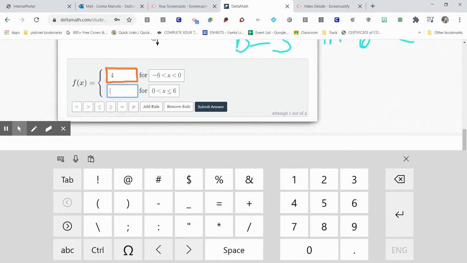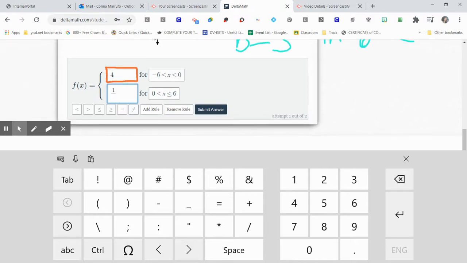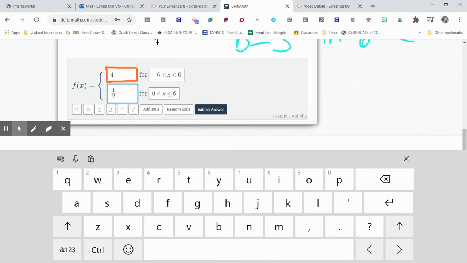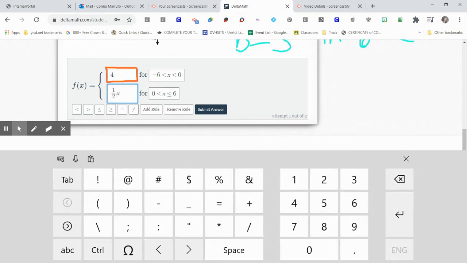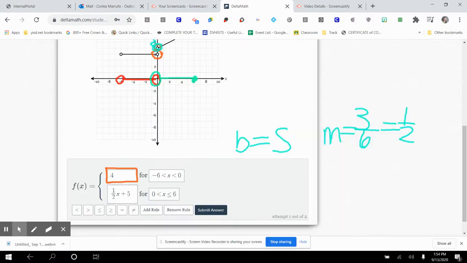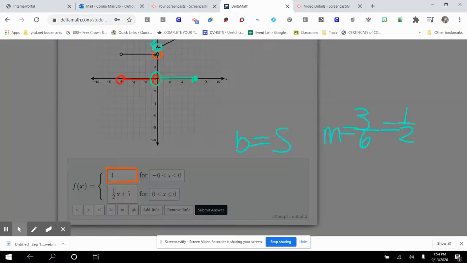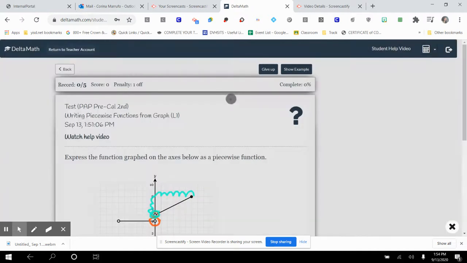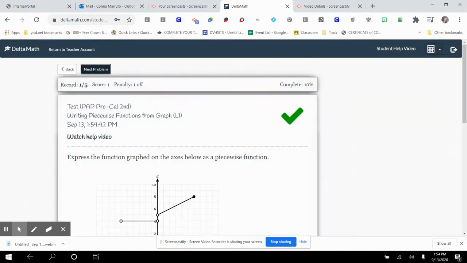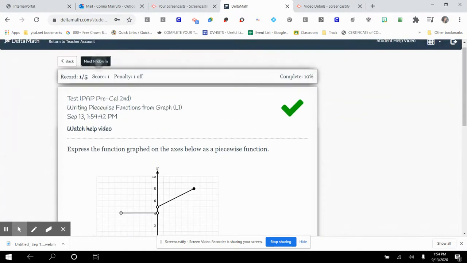Okay, so here I'm trying to see 1/2. There we go, 1/2. And then we put our X. And then it was a positive 5, I believe. Right? Yeah. Okay, so we're good to go. We submit our answer. Are you sure? I hope so. Yes. Okay, so those ones aren't too bad.